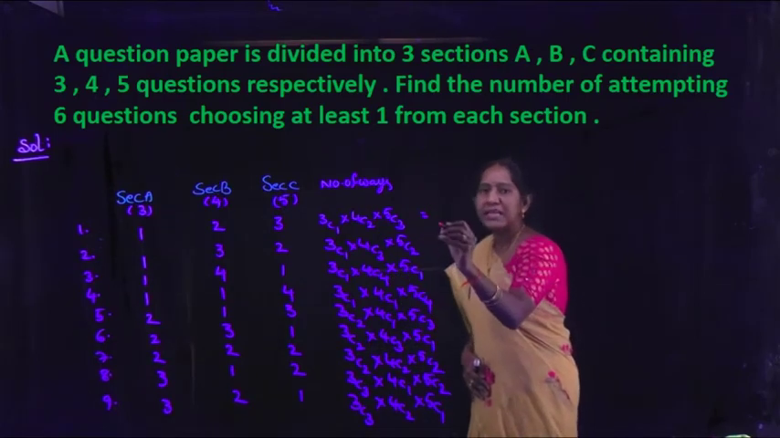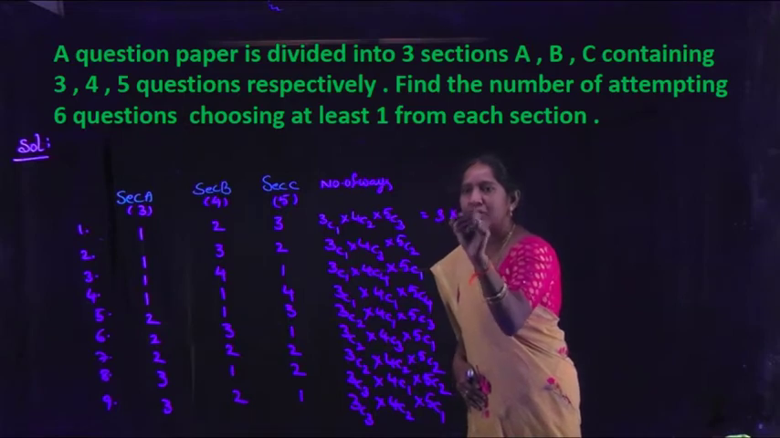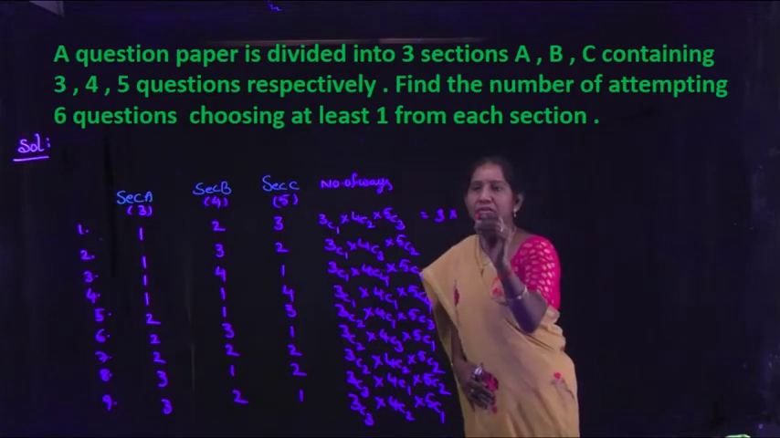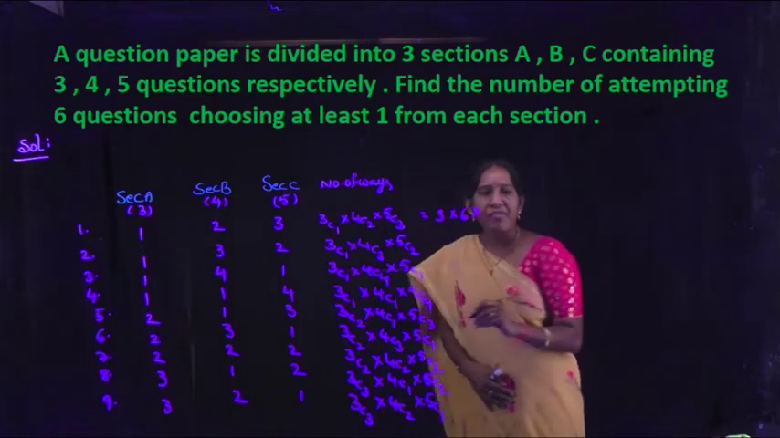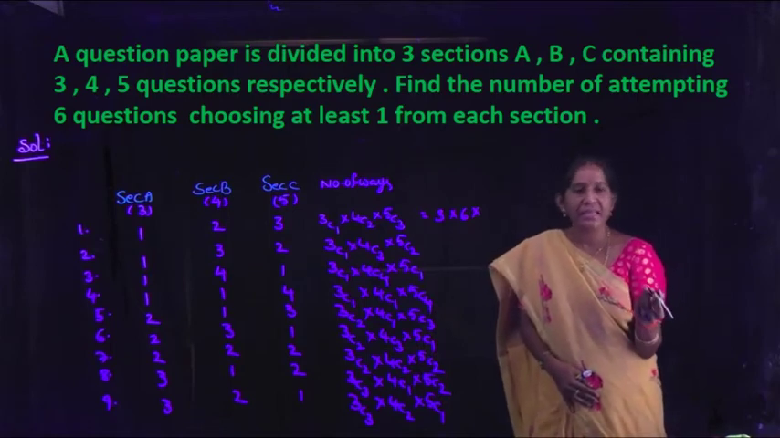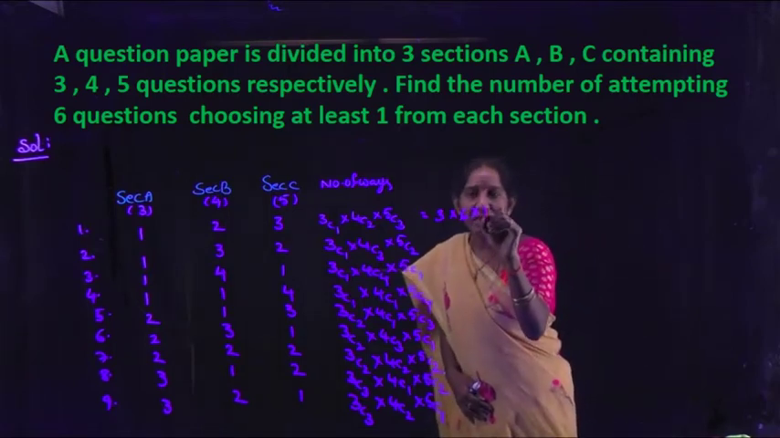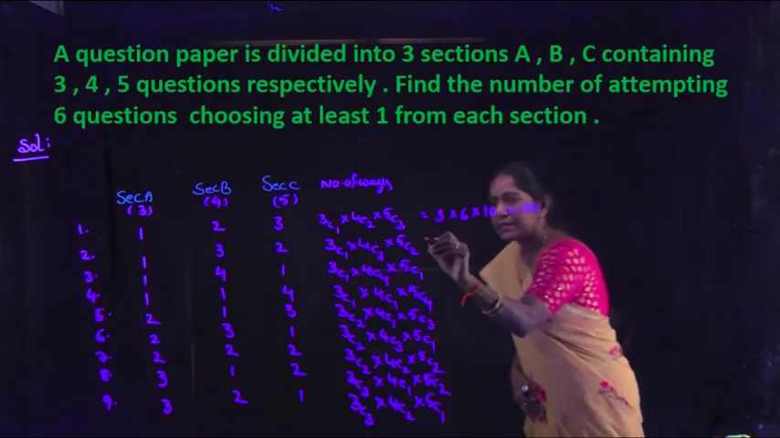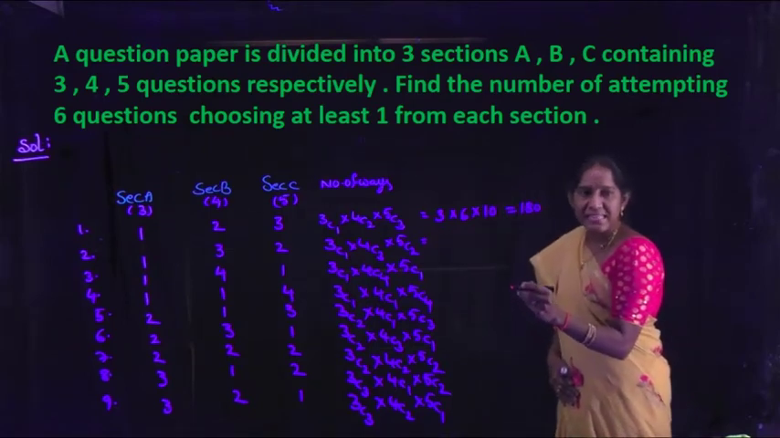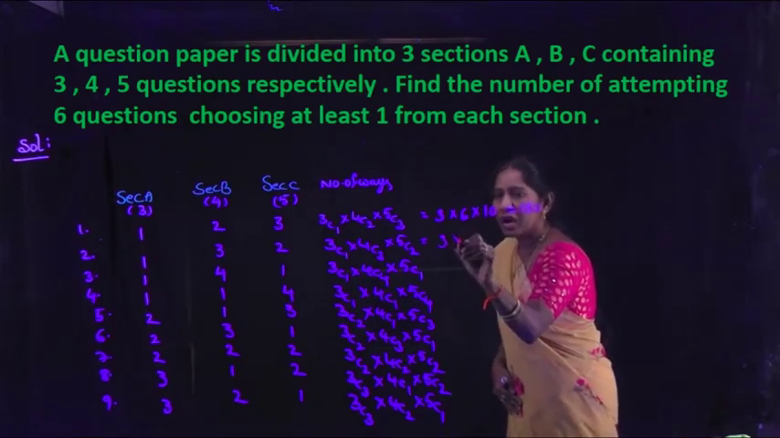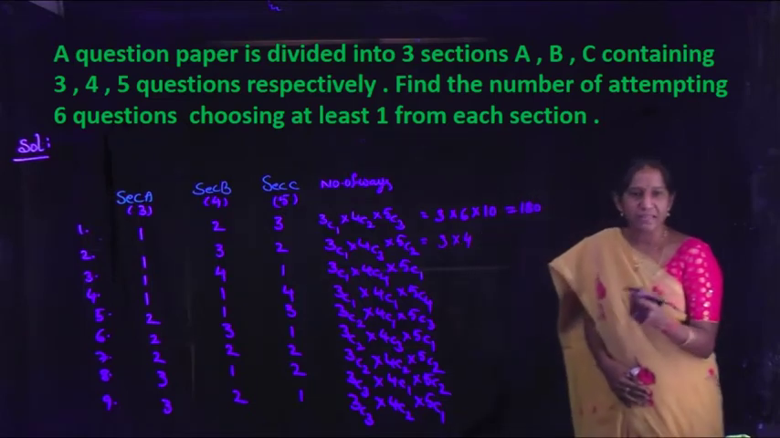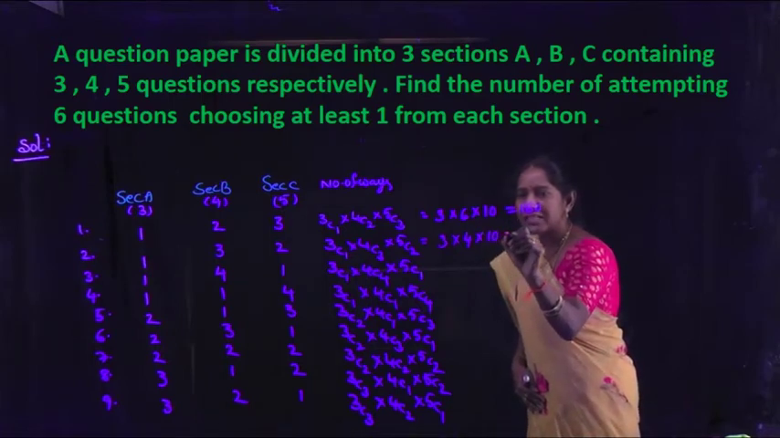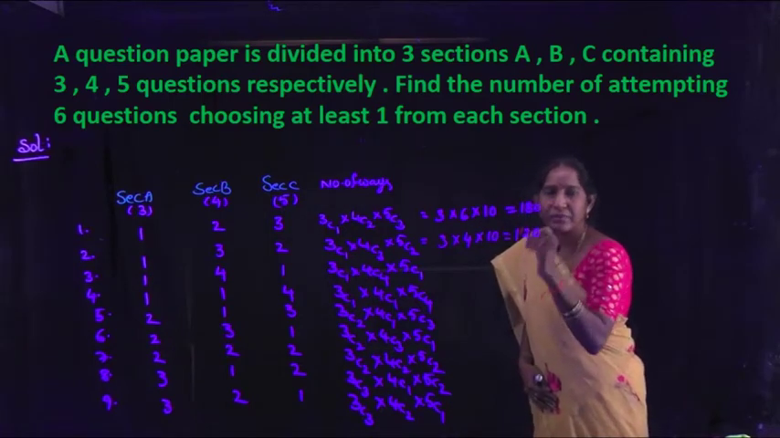Value of 3C1 is 3. Value of 4C2, that is 4 into 3 by 2, is 6, into value of 5C3, that is nothing but 5C2, that value is 10, then it is 180. And the next one is value of 3C1 is 3, value of 4C3 is nothing but 4C1, that value is 4, into value of 5C2 is 10, then it will be 120.